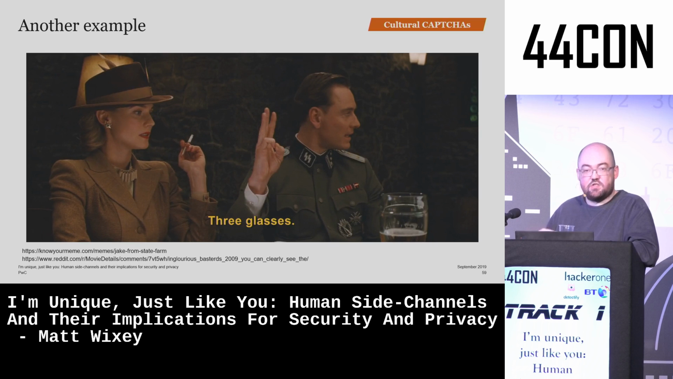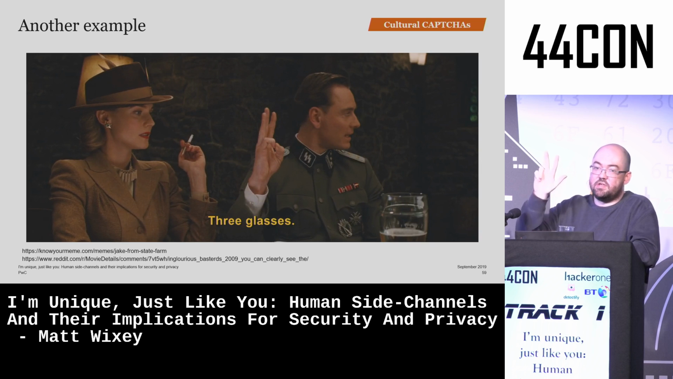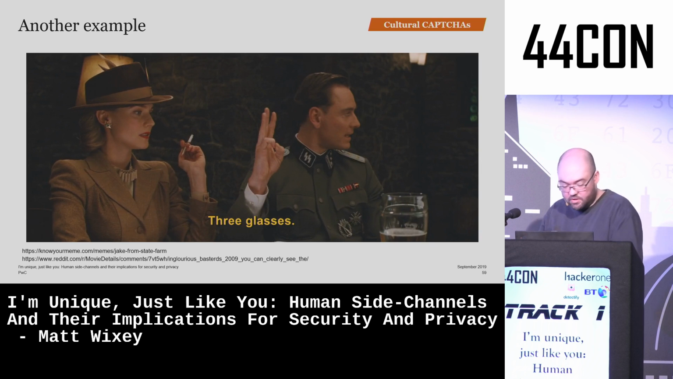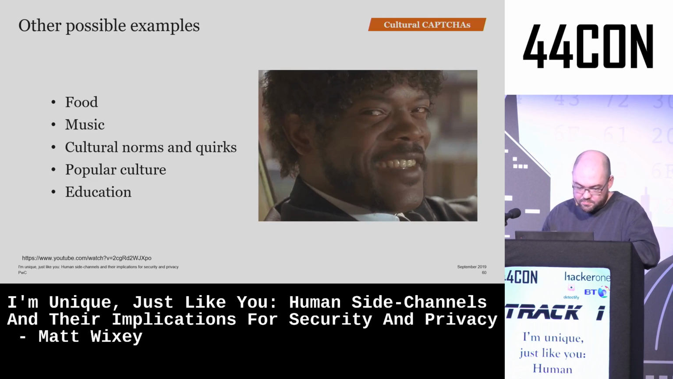Here's an example that's less around popular culture and more just around culture generally. This is from the film Inglourious Basterds. If you haven't seen it, this is from a scene where Michael Fassbender is a British officer who's gone undercover as a Nazi officer in occupied France. He's trying not to give himself away, and he's just ordered 3 glasses of whiskey. The thing that's given him away here is that he held up the wrong fingers for 3, which is different in Germany. So another interesting example of how cultural captures could potentially be used.